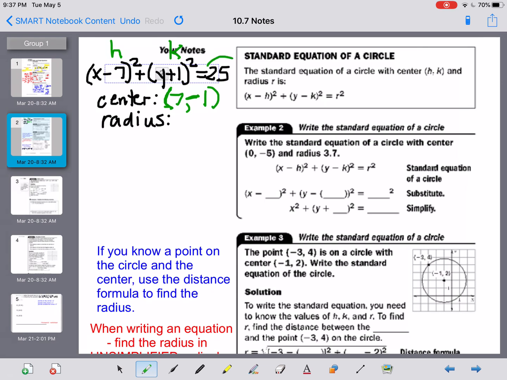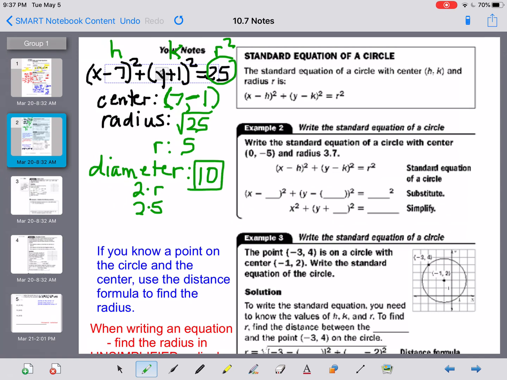My radius always comes from over here, but this is my radius squared. So I'm going to take 25 and take the square root of it. I get a radius of 5. I'm going to throw this extra in here because I do this on the homework as well. If your radius is 5, what's your diameter? Well, don't forget, diameter is 2 times the radius, so if I do 2 times 5, I get a diameter of 10.